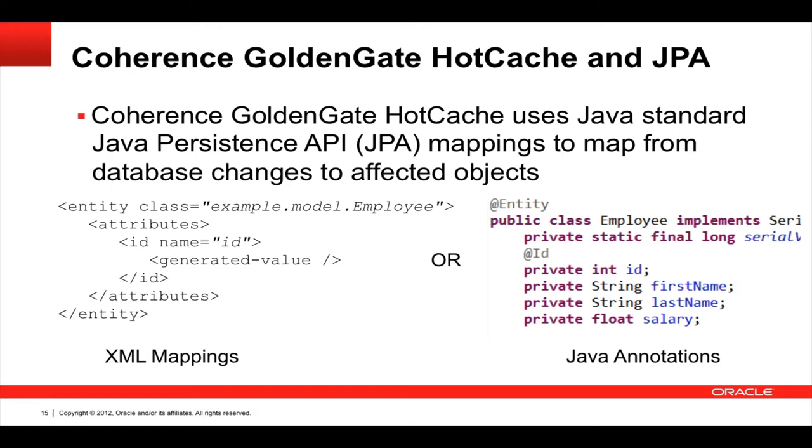So we see here a standard JPA mapping. We have two different forms which are isomorphic, same thing in the two different forms. One is using Java annotations, one is using XML mappings. And you'll see here that in both cases we have a class called Employee. It has an ID, or a primary key, identified by the ID field in the database. And it's got first name, last name, and salary.